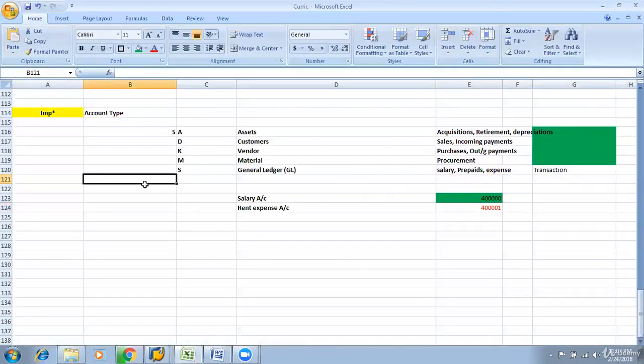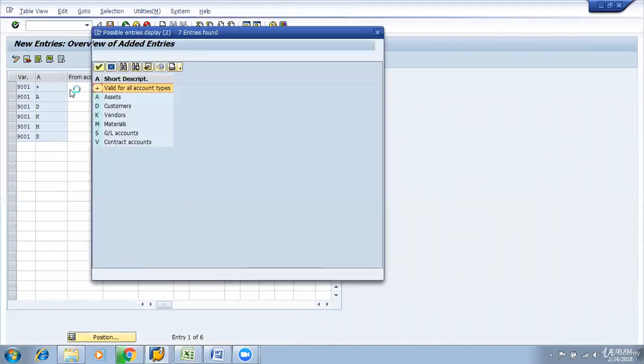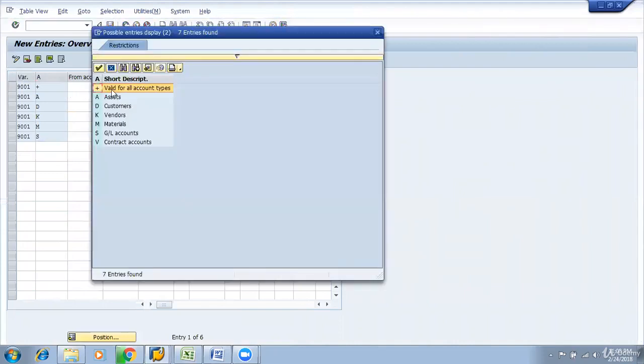Plus is not an account type. Remember, do not include this when an interviewer asks you. Do not include plus as an account type. This is not an account type. This is used here only for fiscal, only to open and close posting periods. Let me open the drop down for you. What does plus say? Valid for all account types.